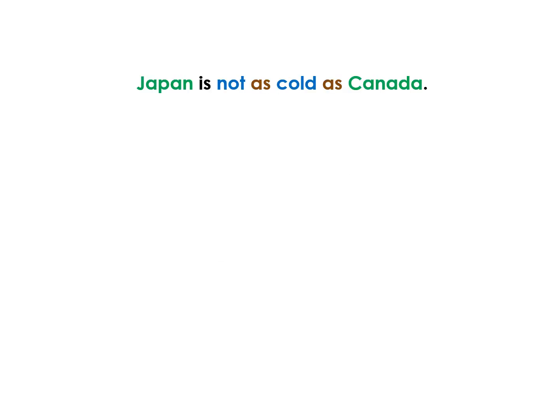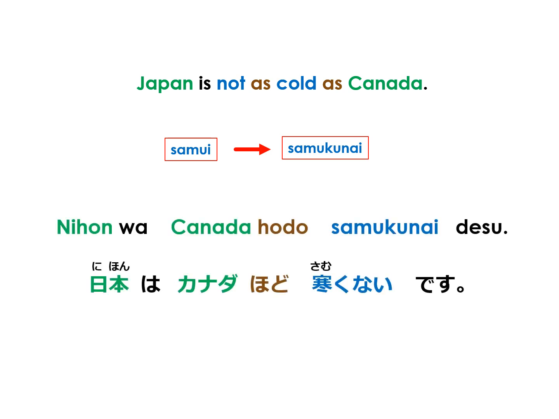The sentence, Japan is not as cold as Canada. Cold is samui, and to say not cold, its negative conjugation is samukunai. So in Japanese, the whole sentence would be Nihon wa Kanada hodo, or to the extent of Canada, samukunai desu, not cold. So Japan is not as cold as Canada. Nihon wa Kanada hodo samukunai desu.